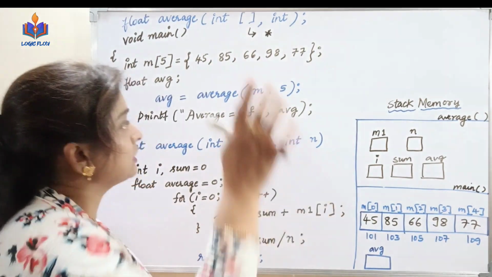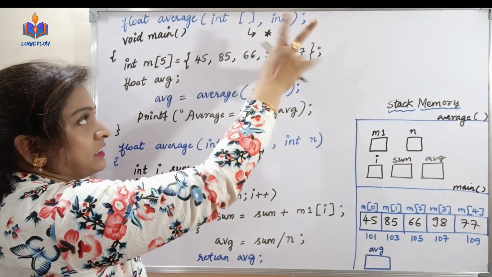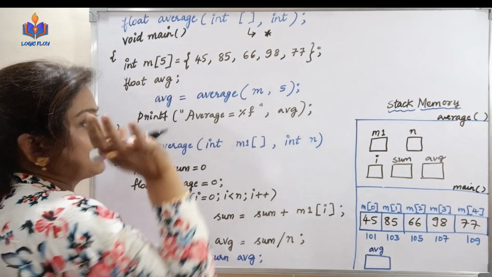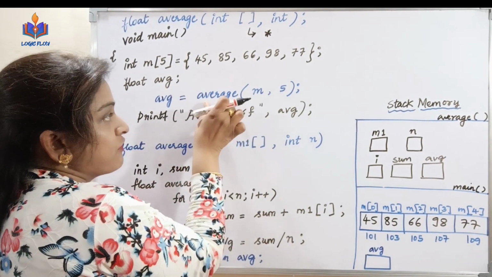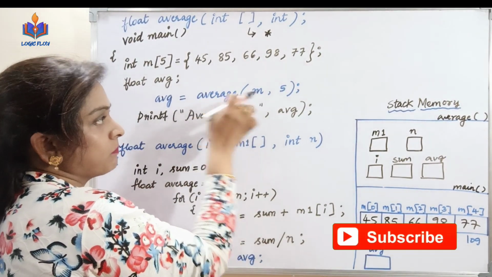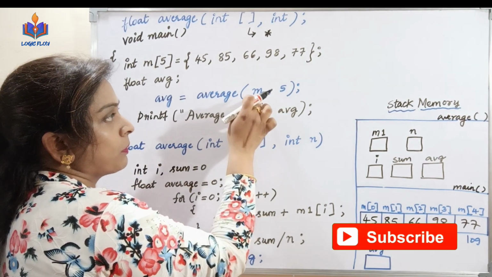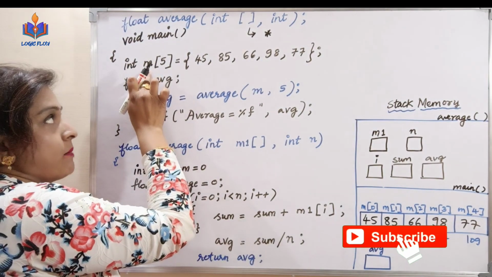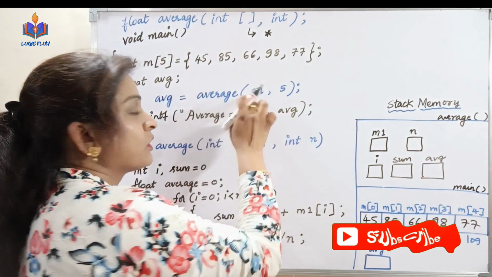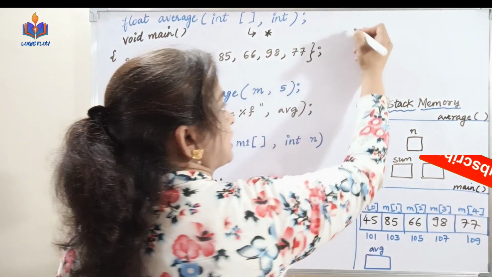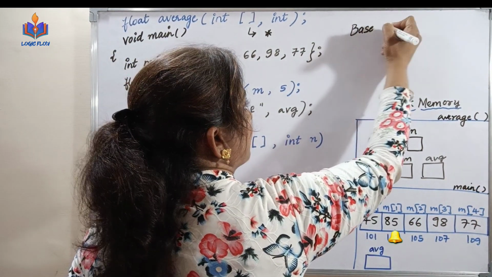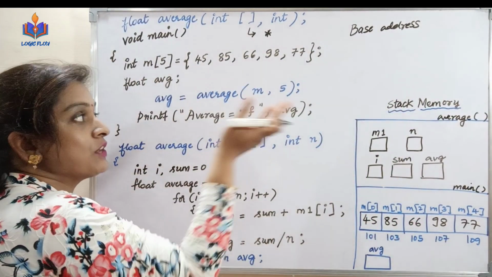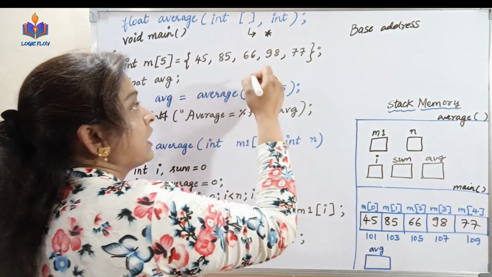In the function declaration, there are two arguments, one is a pointer and the other one is a normal variable. And look at this, this is the function call: average, that is the function name, followed by two arguments. The first argument, look here, I am passing the array name. What is the array name? It is M. The array name will provide you the base address. What is base address? I have already told you in the previous video also. So what we did in the previous program, we wrote like this.